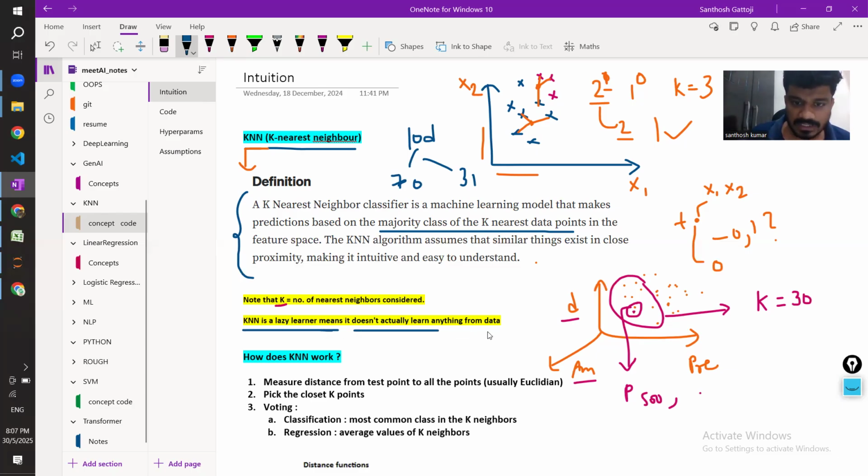It does not actually learn anything from data. Whatever data you give, it will just keep it. Only when you ask for a prediction will it use the whole data. It will plot your data set, check the K, and give the majority prediction. That's it. What are the use cases for this? When exactly do we need to use KNN?